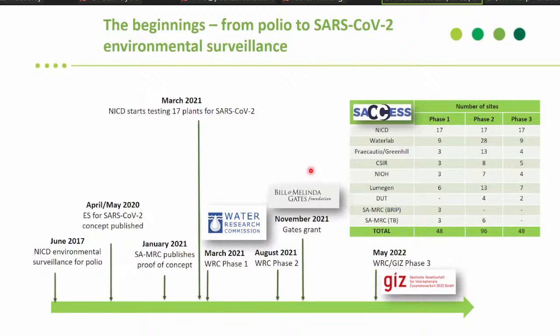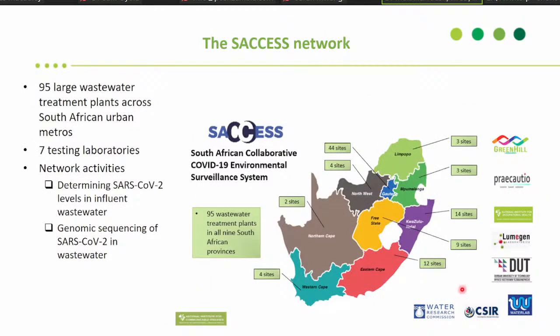And recently, we received additional funding from the WRC and the GIZ in Germany to be able to expand the number of sites and the number of samples. So in total, this is currently what the status of all the sites in the country. So we have about 95 large wastewater treatment plants across the South African urban metros. 7 testing laboratories have been used in this, and our activities include determination of the SARS-CoV-2 levels in wastewater and the genomic sequencing of the wastewater.